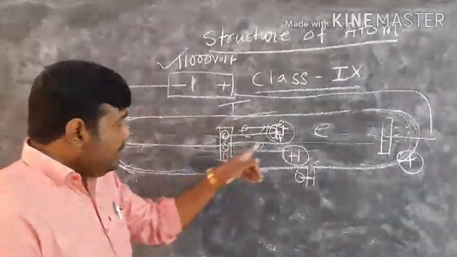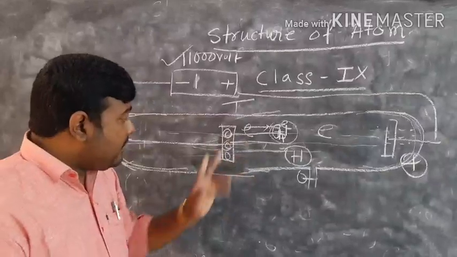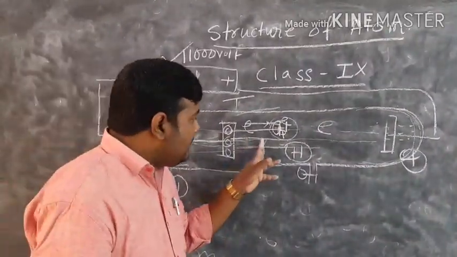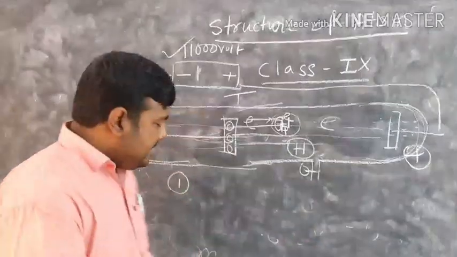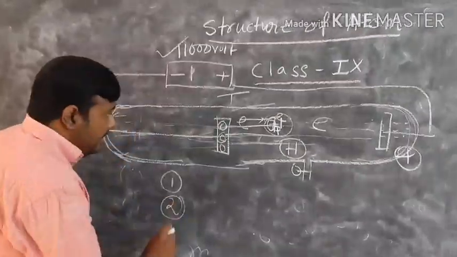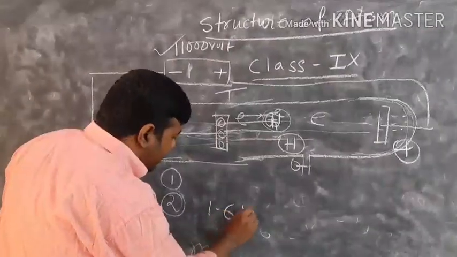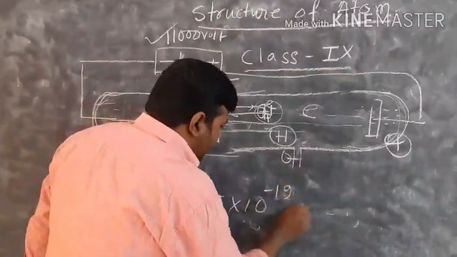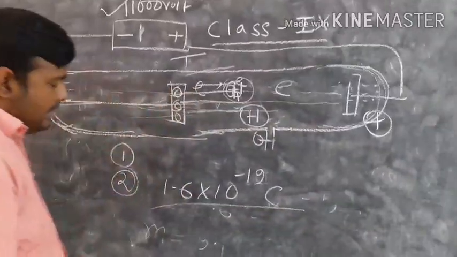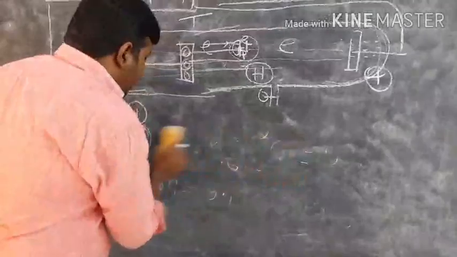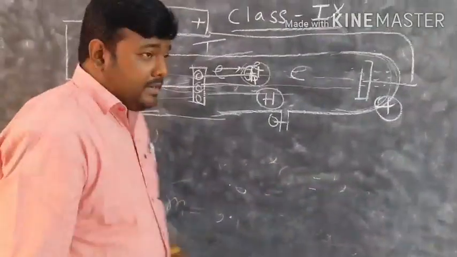Now its properties also were studied. The first property is that it travels in a straight line. The second property is that it consists of positive charge particles. The amount of positive charge is the same, 1.6 into 10 to the power minus 19 coulomb. Then the mass also was determined, and in this way the proton was discovered.